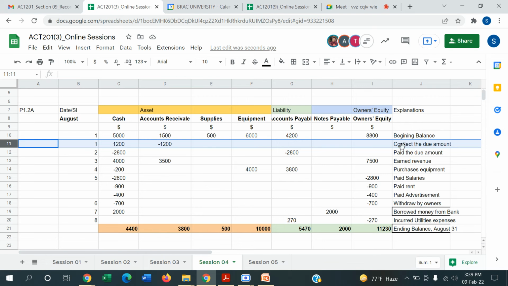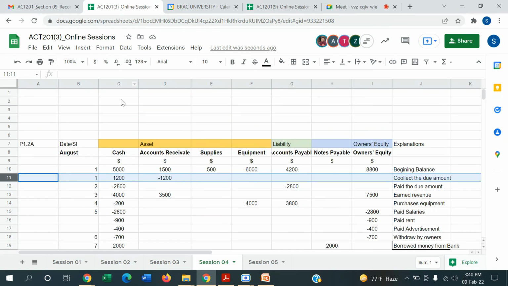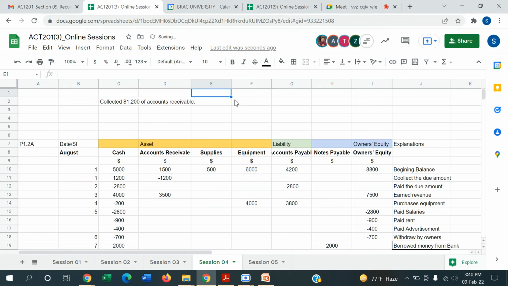Sorry, sir. Why should I write 1200 minus in the second column? Because whenever you receive cash, cash increases, and on the other hand your receivable is reduced. Or in other words, if we consider this a transaction, if you remember what we are supposed to do, we need to find out the activities, accounts, and increase or decrease. This is the analysis part.